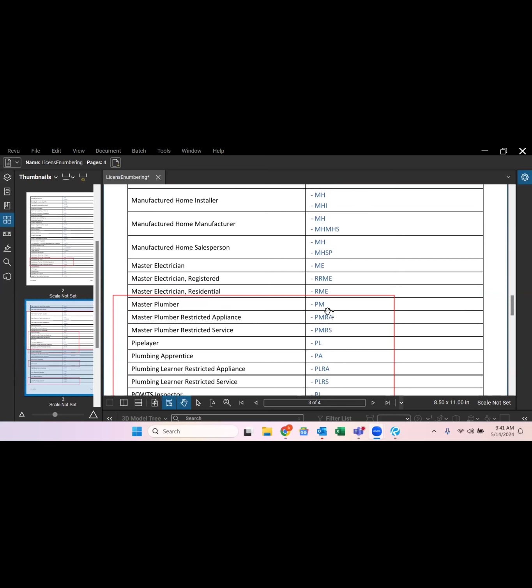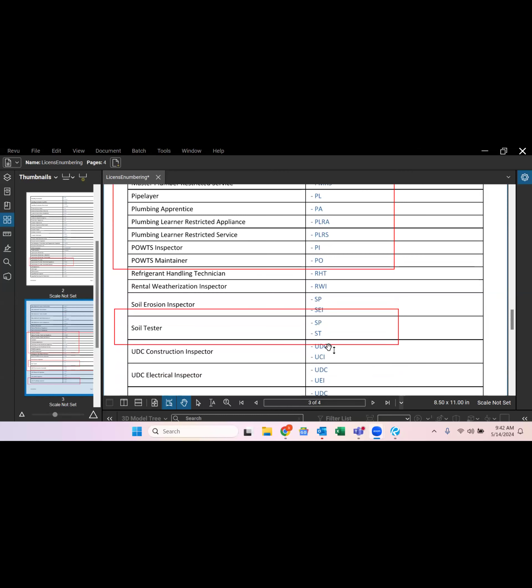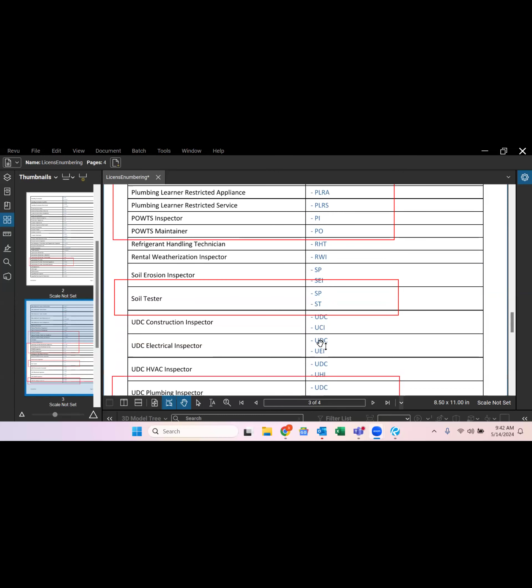And we can go down to master plumber, and you'll see here that the suffix you attach to the end of it is now PM, whereas everyone used to write MP for master plumber, it's now PM. Plumber master, same PMRS, plumber master restricted service. These changes, while they don't seem that important, and if you have stickers on your truck or whatever, I haven't heard a directive saying everyone's got to change those.